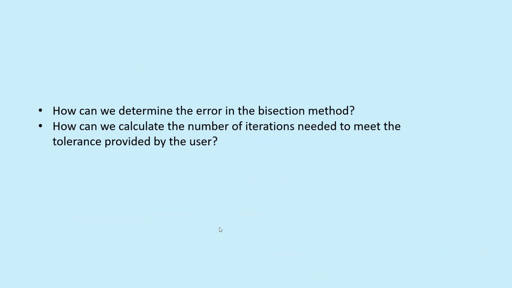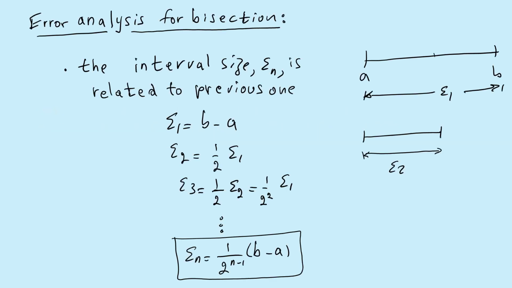Okay. In the next slide, we are going to answer these two questions. How can we determine the error in the bisection method? The next question, how can we calculate the number of iterations needed to meet the tolerance provided by the user?